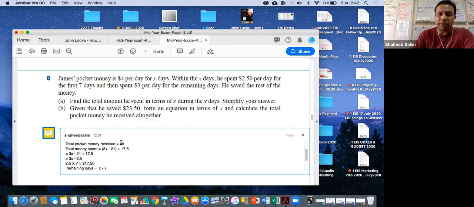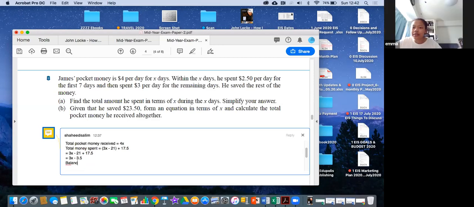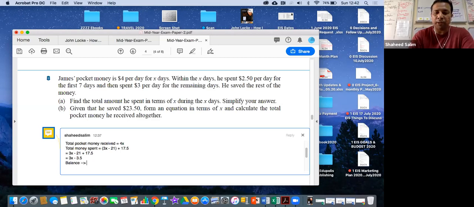This is the total money received. This is total spent. Can you find the balance money? What to do for balance money? Received minus spent. We can put it in brackets if you want to, but actually for one term you don't need to. 4X minus 3X. Okay, be careful when you do this.